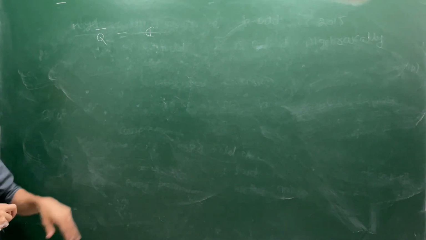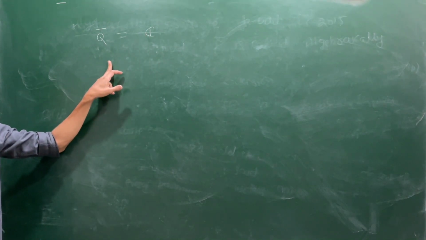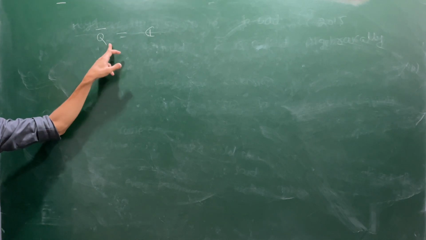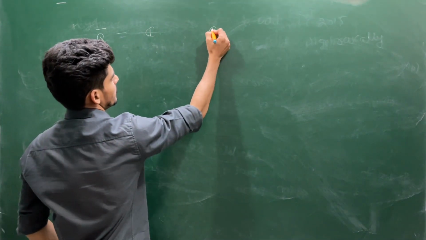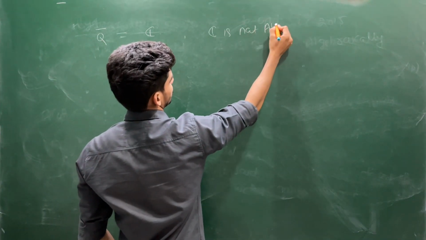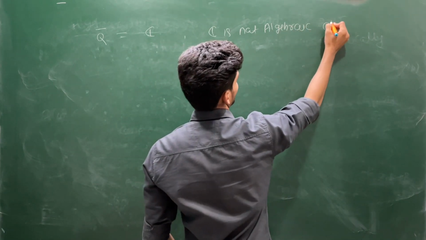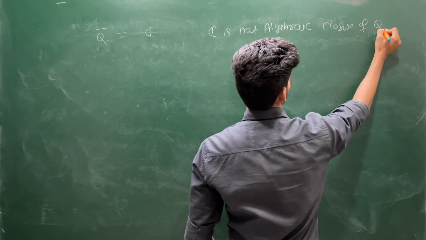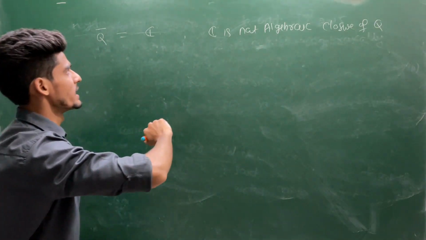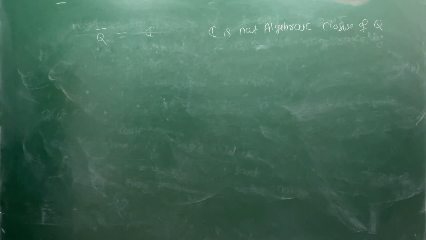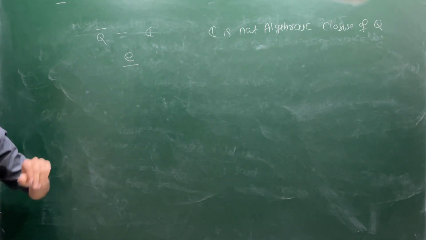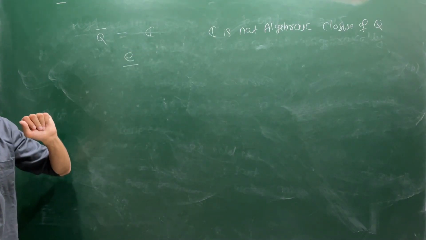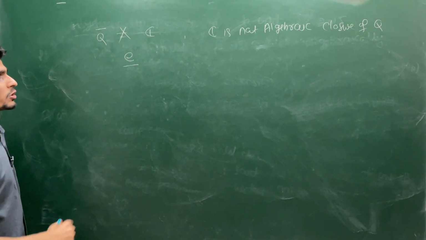First, let us observe what can you say about this extension, whether this is an algebraic extension or not. That means every element here should be algebraic over Q, but that is not true. So C is not the algebraic closure of Q, because I can give you some element which is not algebraic. I can give you this e. This e is a transcendental number. You cannot construct any polynomial in Q which contains e as a root. So this C is not the algebraic closure.